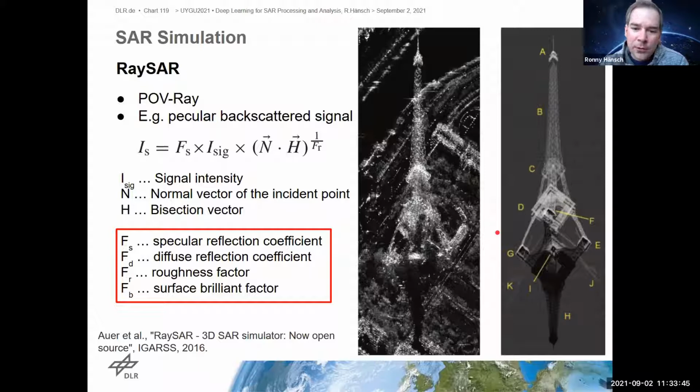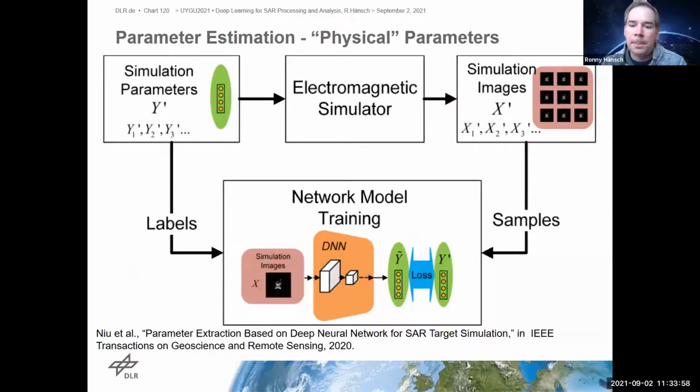So the challenge, of course, here is how do you set those properties correctly, right? You do not know that. You don't know the specular reflection coefficient of an arbitrary object in your SAR images. And this is where this paper came into play. The way they solved this was that they used the simulator in order to map input parameters to simulated images. And then they used that in order to train a neural network. So they would put the simulated images into the neural network. The neural network is estimating the simulation parameters. They are compared to the true parameters. You compute the loss function, and then you backpropagate the error.